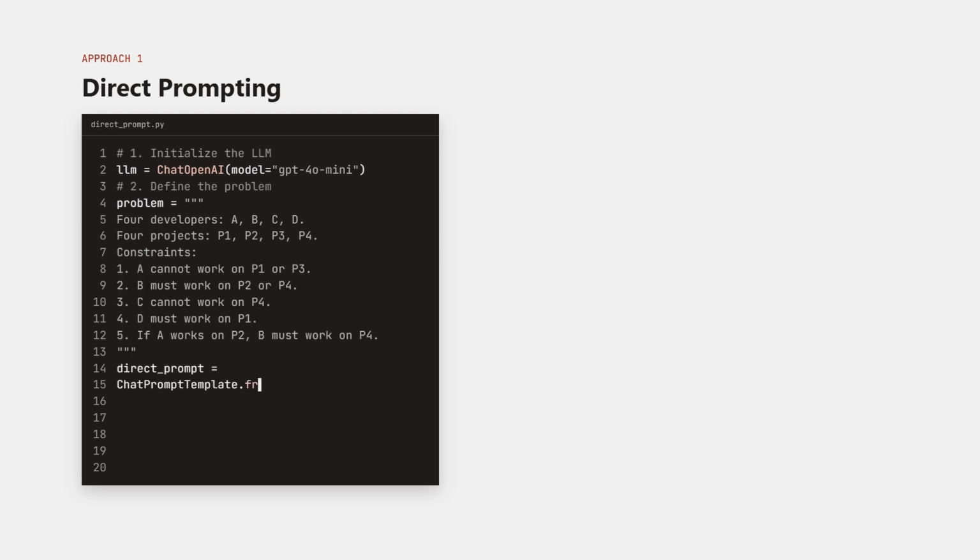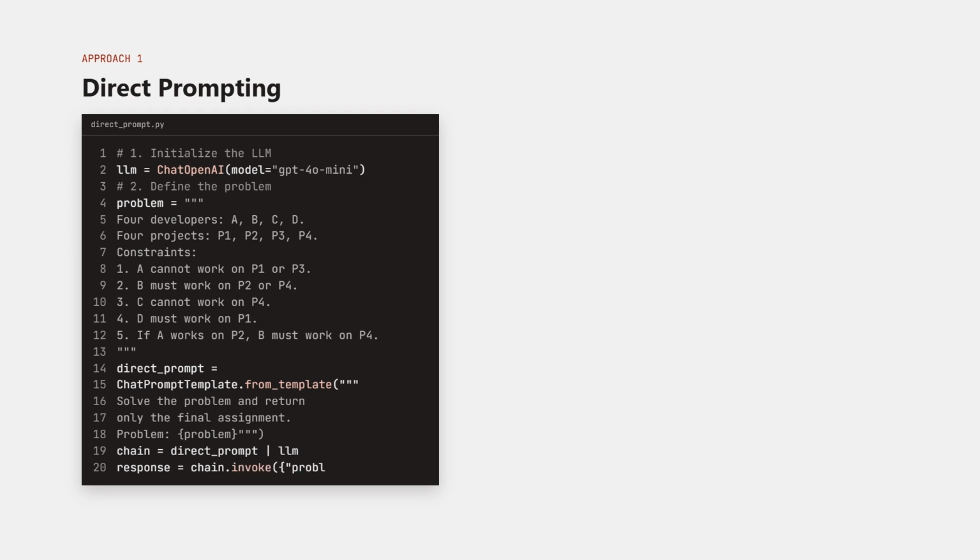So, in the first approach, we simply ask the model to solve the problem directly without giving it any reasoning structure. And as you can see from the output, it gets the answer wrong. It assigns D to P3, even though the problem clearly says D must work on project P1.